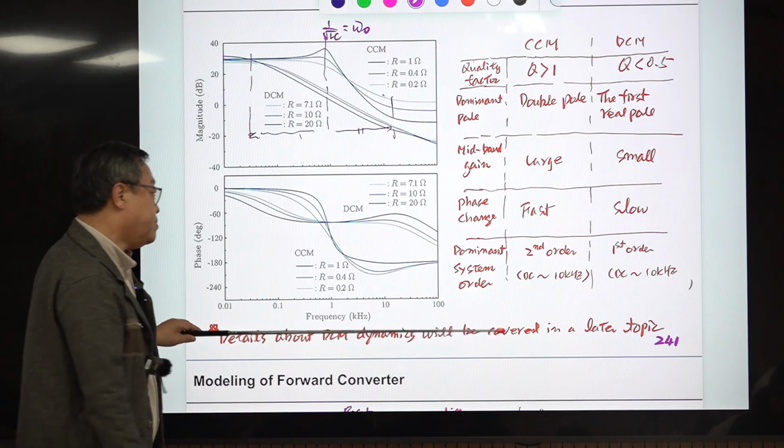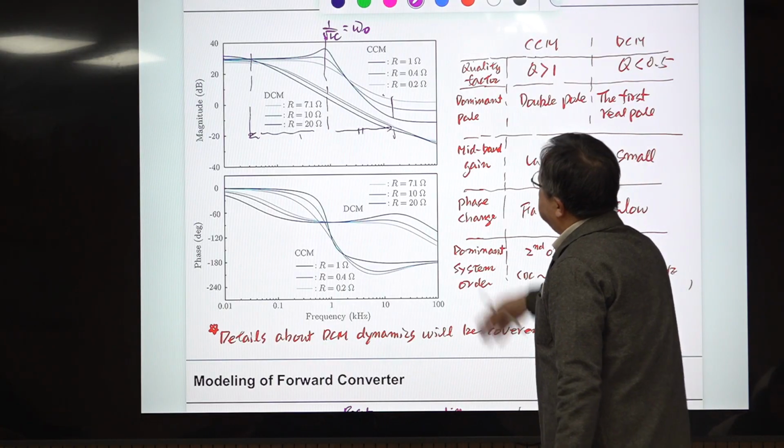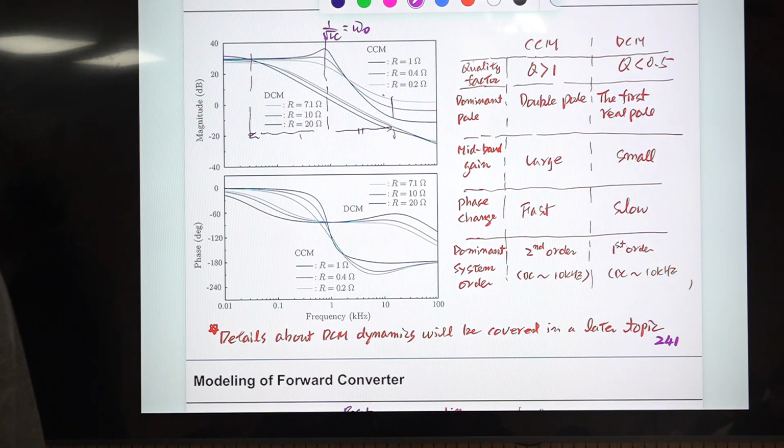I made a table. Understanding this is very important to understand the dynamics of a converter in DCM, which are very different from those of a converter in CCM. We'll come back to this slide next Tuesday. All right, that's it for today. Thank you.